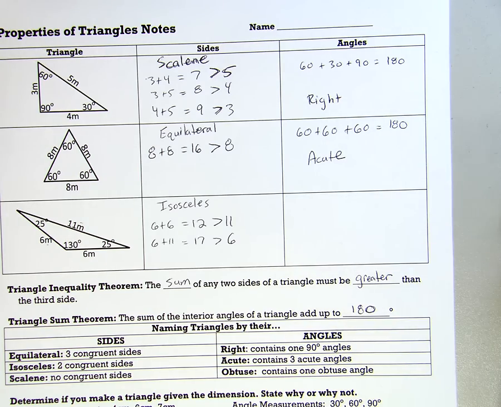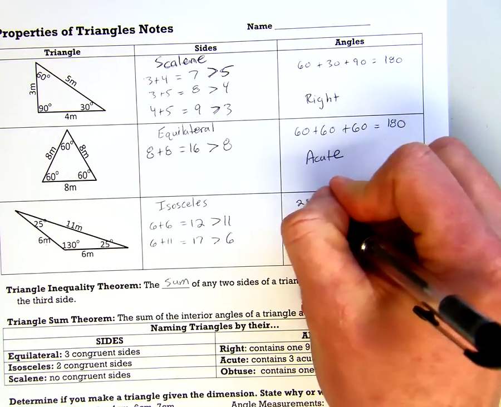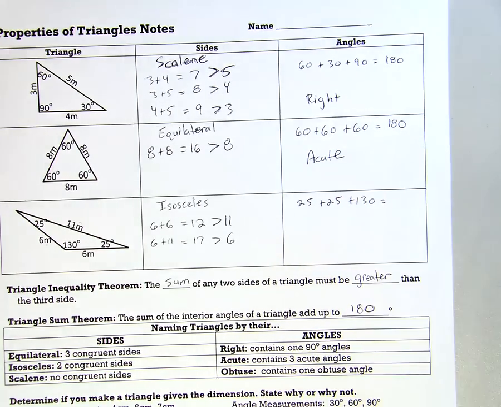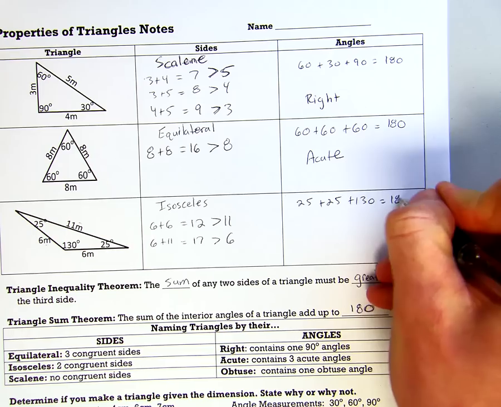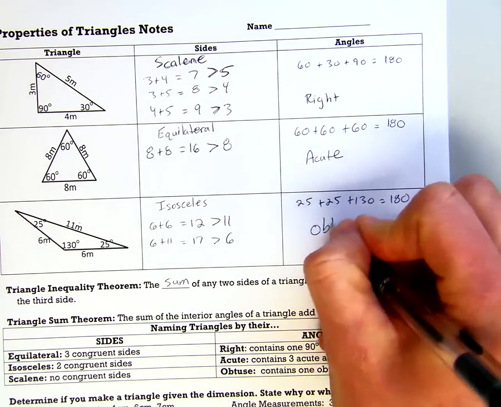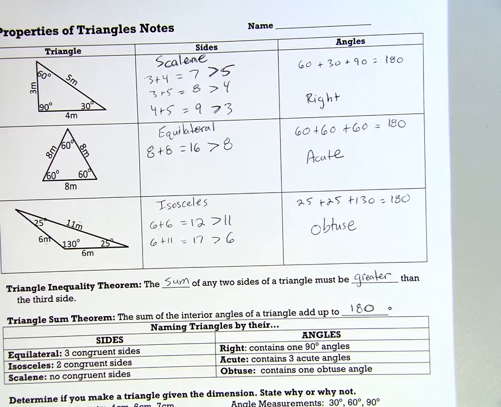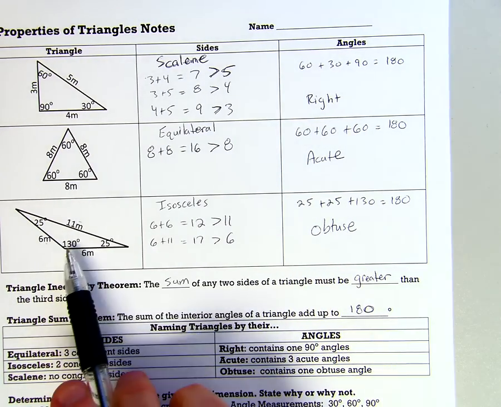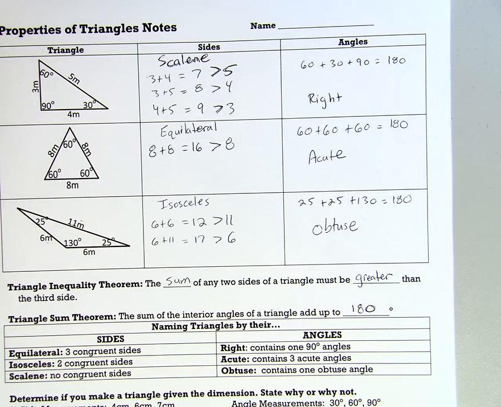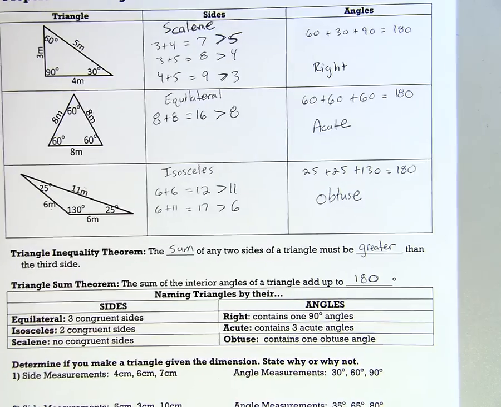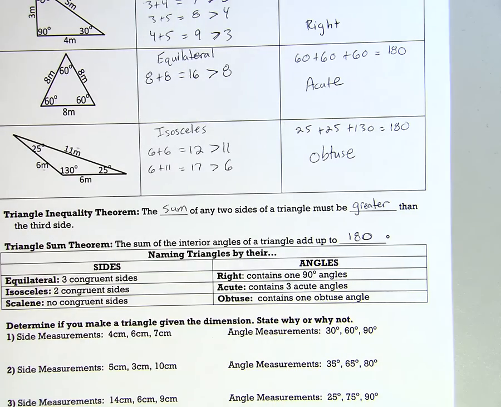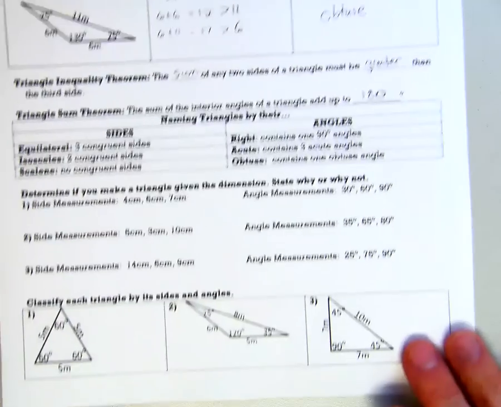Alright, for our isosceles triangle here, let's go ahead and add them up. We have 25 degrees, 25 degrees, and 130. 25 plus 25 is 50. Add that up, and yes, we get 180, so that does work. And then we're going to name this one an obtuse triangle. Okay? Because it contains one obtuse angle, that being our 130 degree angle. Okay? So those are our types of triangles. You can describe them by the sides as well as the angles, and that is how we would describe them. Okay. So let's go ahead and do this to practice.